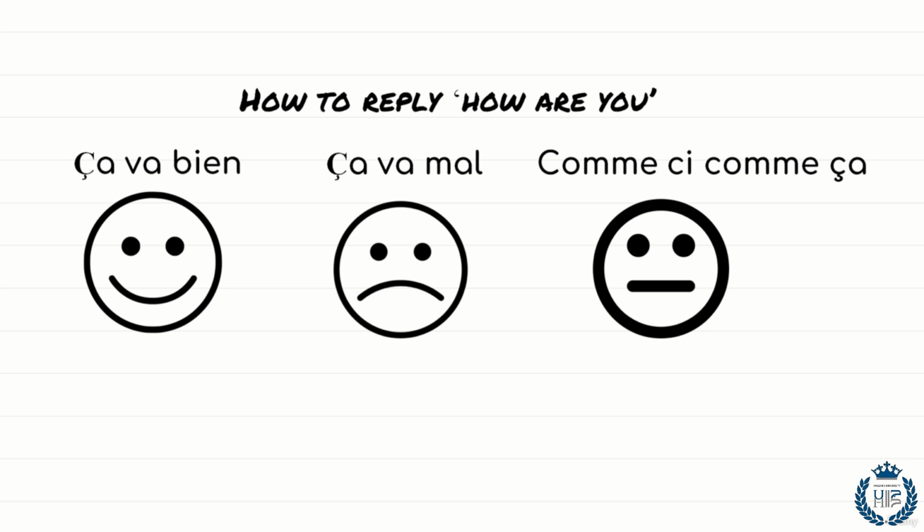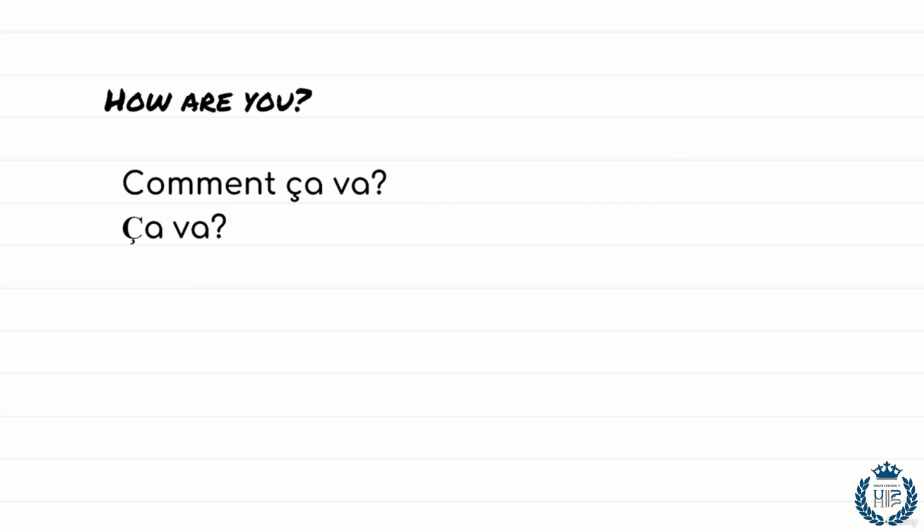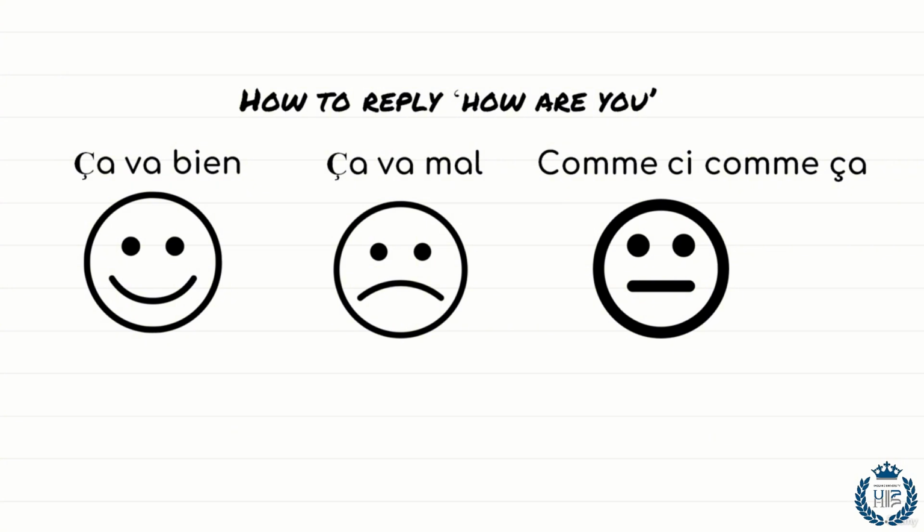Let's see how to reply to how are you. So we said to ask how are you, we can say comment ça va, right? To reply, you can say ça va bien. It's going good. Notice how we pronounce this as an S. We learned this from our accents video. Do you remember? Ça va bien.